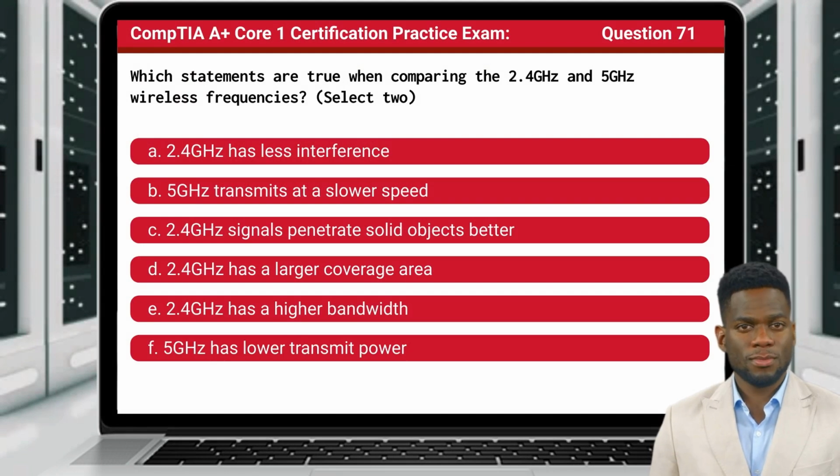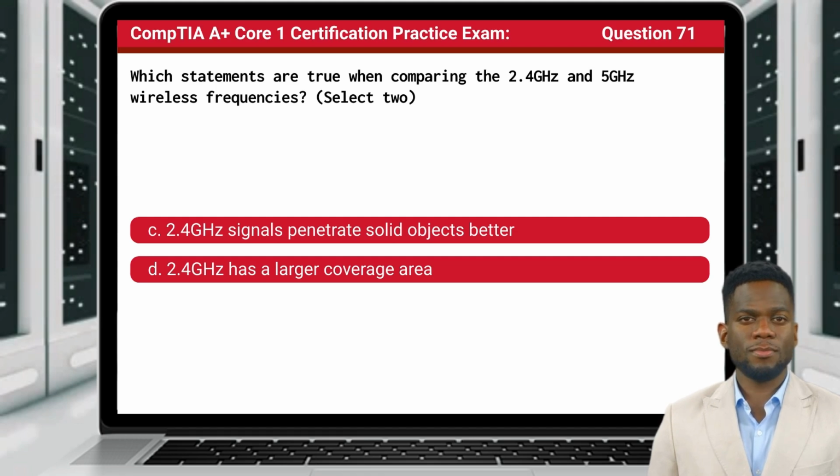Question 71. Which statements are true when comparing the 2.4 GHz and 5 GHz wireless frequencies? Select 2. The answer is C and D. 2.4 GHz signals penetrate solid objects better, and 2.4 GHz has a larger coverage area.